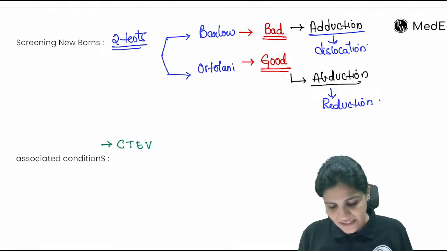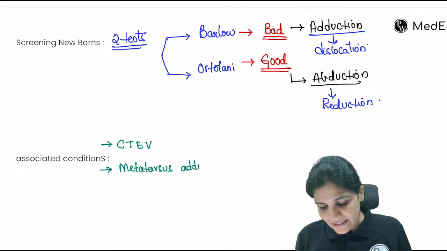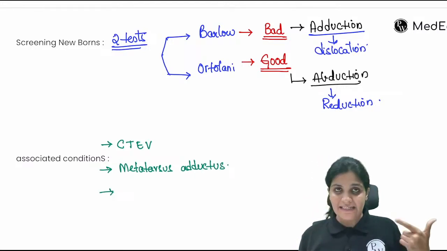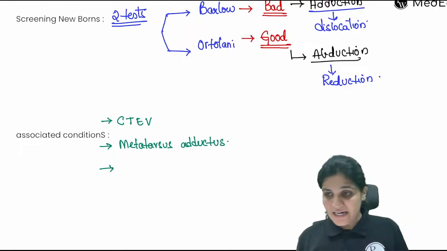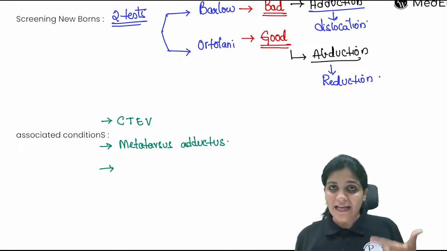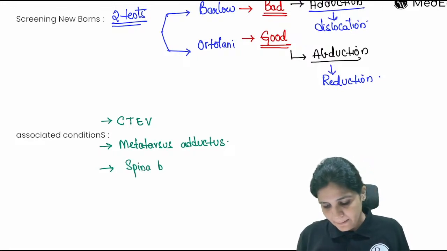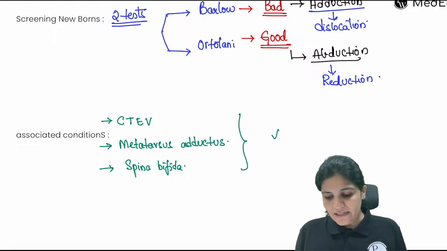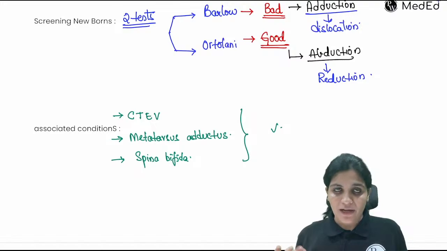This can be associated with metatarsus adductus, where the metatarsals will be in adduction. So there could be a condition of metatarsus adductus associated with this. Congenital talipes varus can also be associated with this, and sometimes spina bifida. So all other congenital anomalies you have to check for. These are some of the important associated conditions which you have to look for.